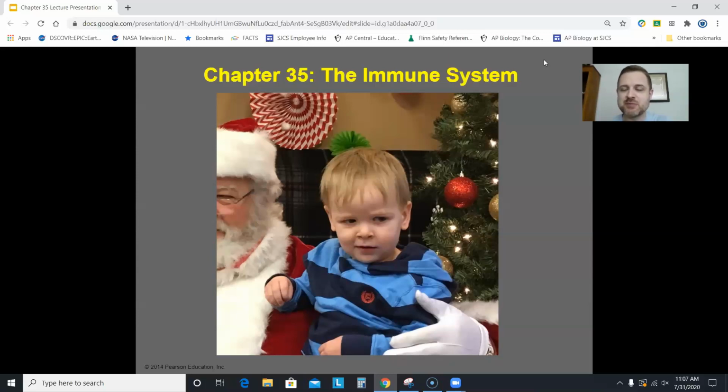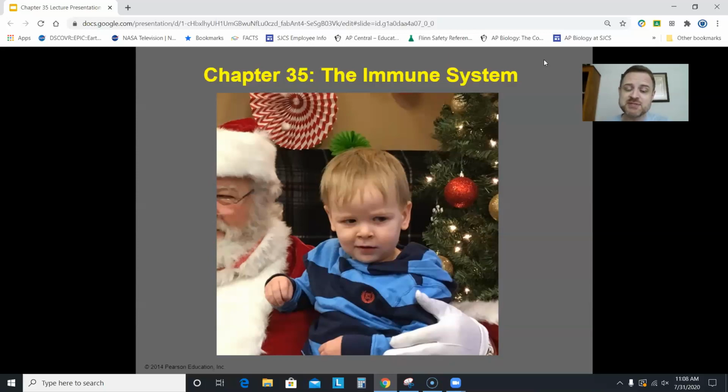So the last couple chapters, I've begun with saying that there's two big themes I want you to consider in this set of chapters. One is how cells communicate with one another, and the other is how cells or organisms respond to changes. And the immune system is a terrific example of both of those.